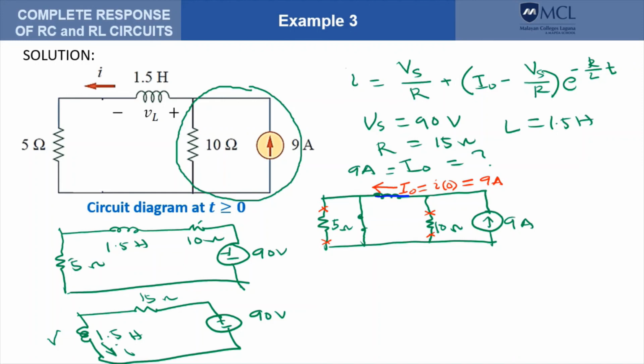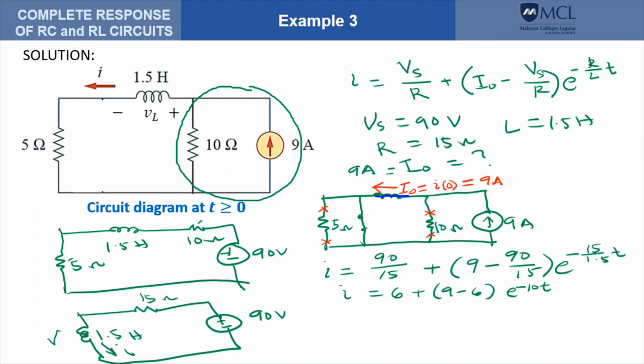So now that we have the complete data, we could now solve for I as equals to 90 over 15 ohms plus, so this is 9 here, minus 90 over 15, e to the minus 15, and this is 1.5 here, and that should give us I equals 6 plus 3 e to the minus 10t. Okay, so this should be our equation for the current.